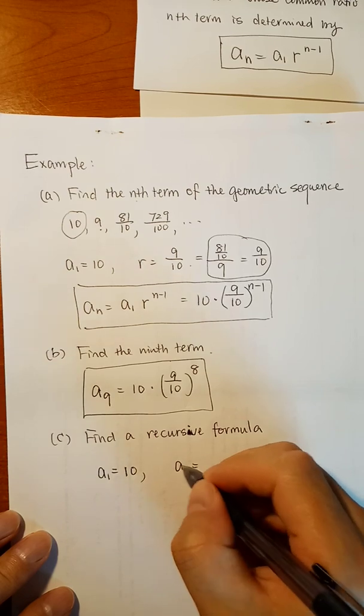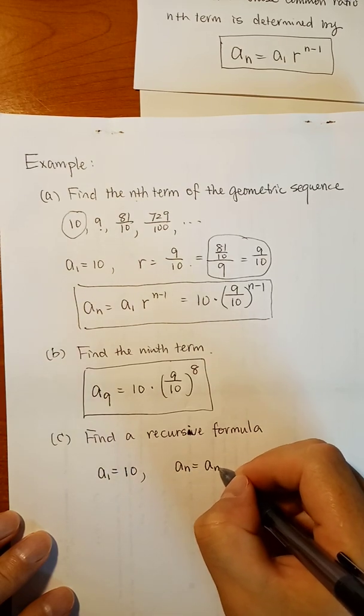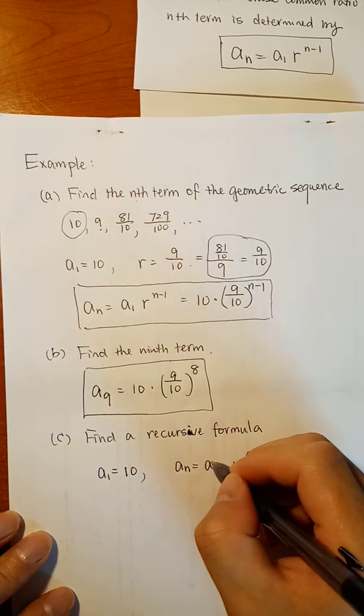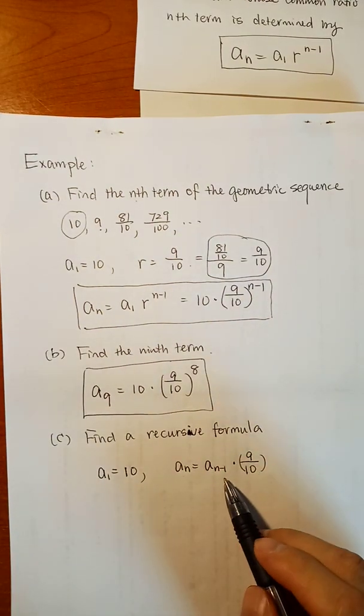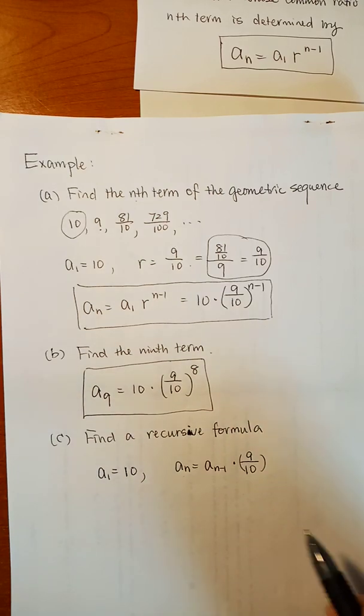and the next term over the current term is equal to the constant ratio, or the next term is the common ratio times the current term. So this is a recursive formula. You can either write it in the product or write it in the quotient.